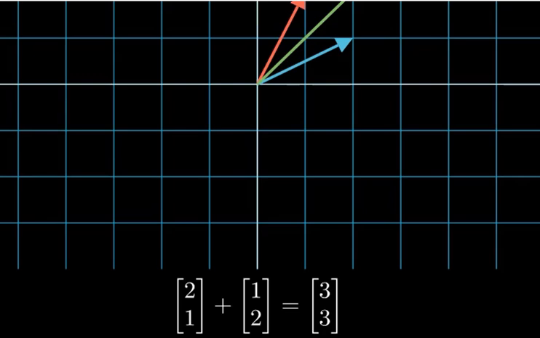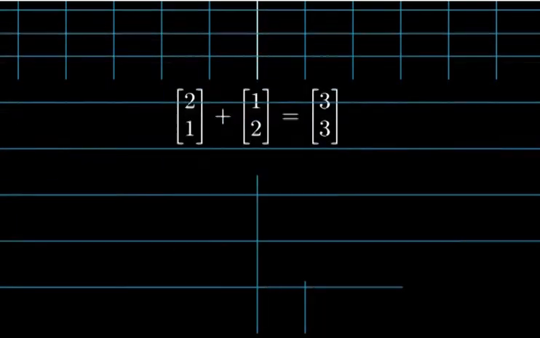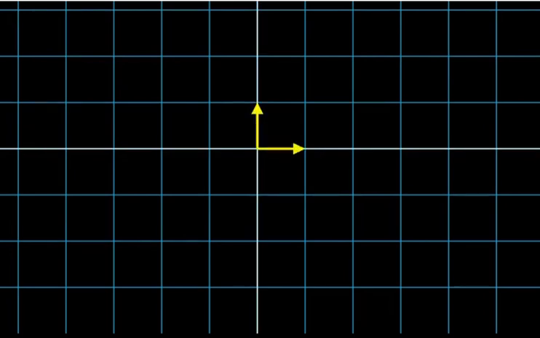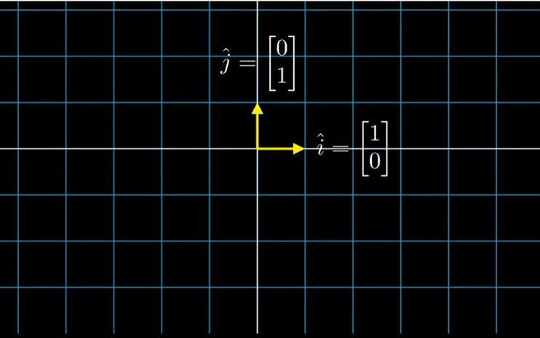by multiplying each component. A basis is a set of vectors that spans a vector space and is linearly independent. The standard basis for R2 consists of these two vectors, i hat and j hat. The dimension of a vector space is the number of vectors in any basis for that space.